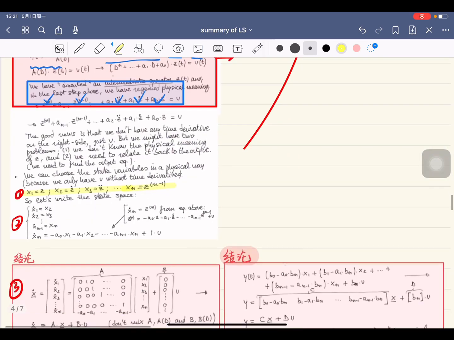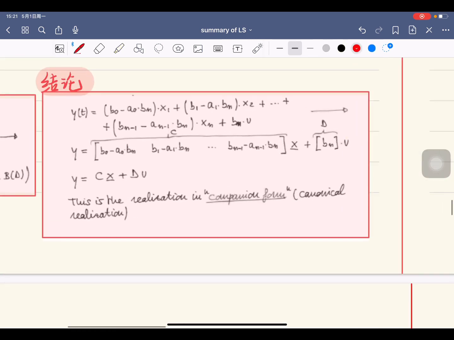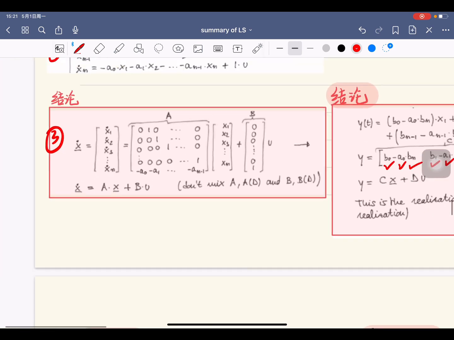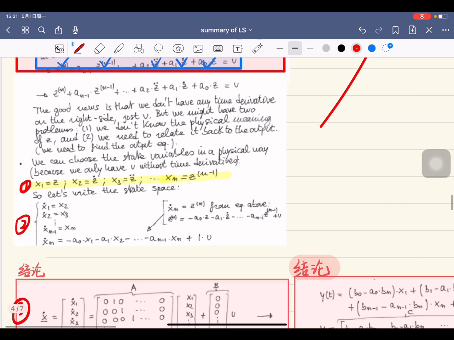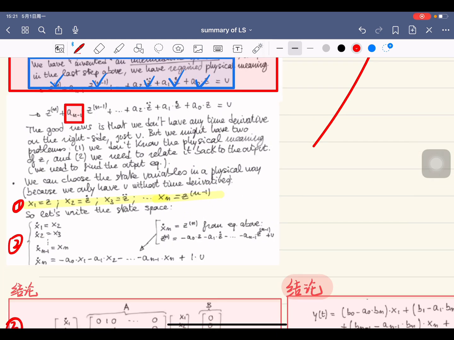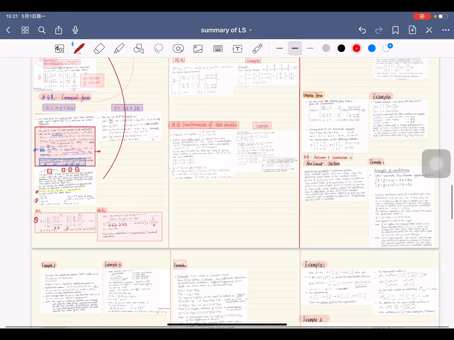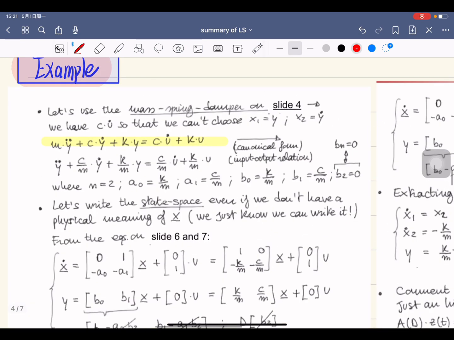the variables we need. Like we need B0, B1, ..., Bm, and A0, A1, ..., we need minus A0, minus A1, ..., minus A(n-1). So what are they? They are the coefficients in this equation, right? Don't be worried about it. You just apply it. So first, I have a second derivative. So we choose two variables.